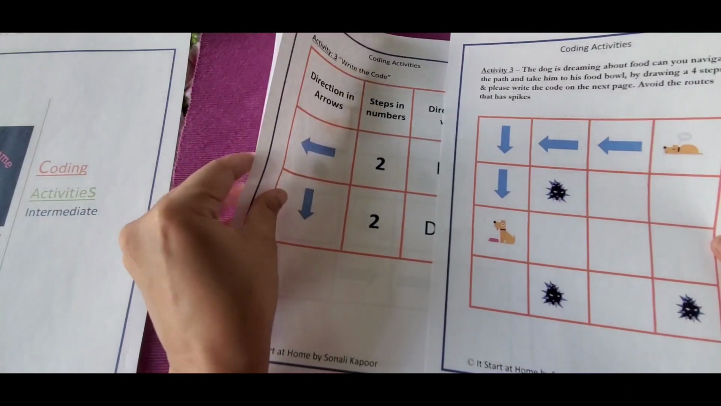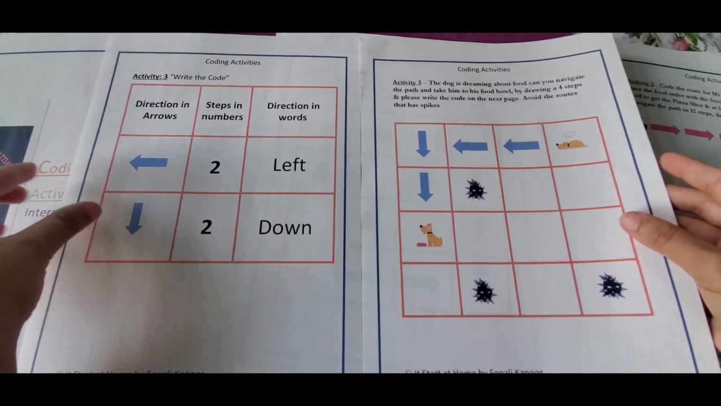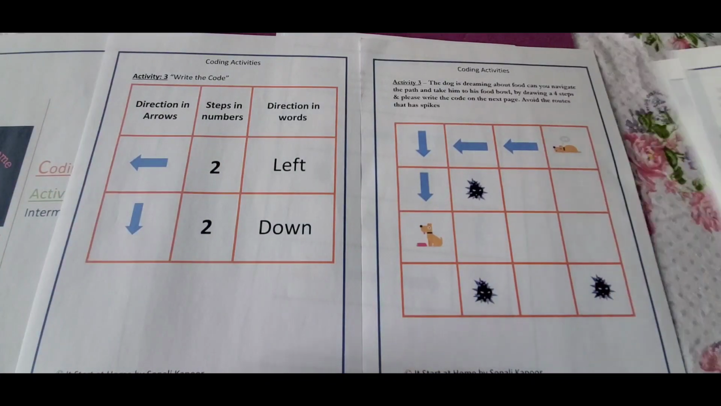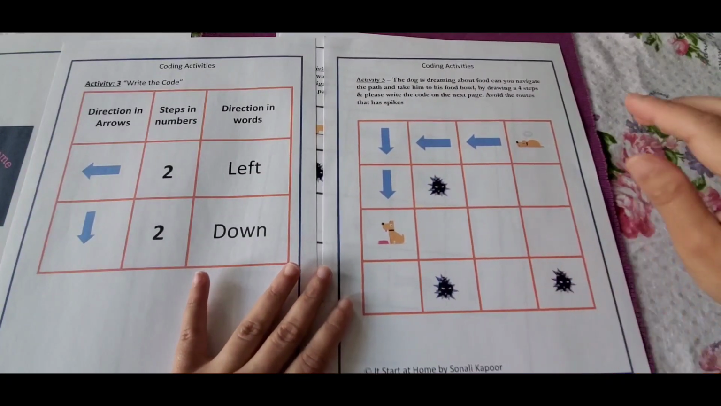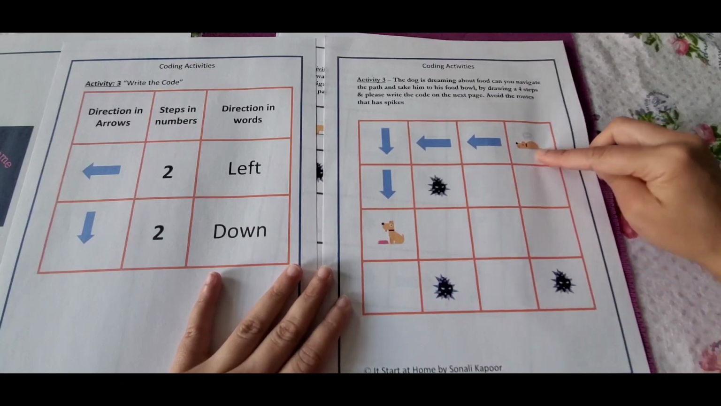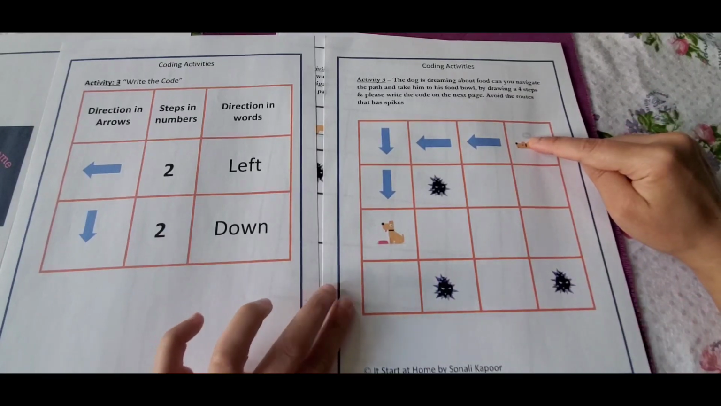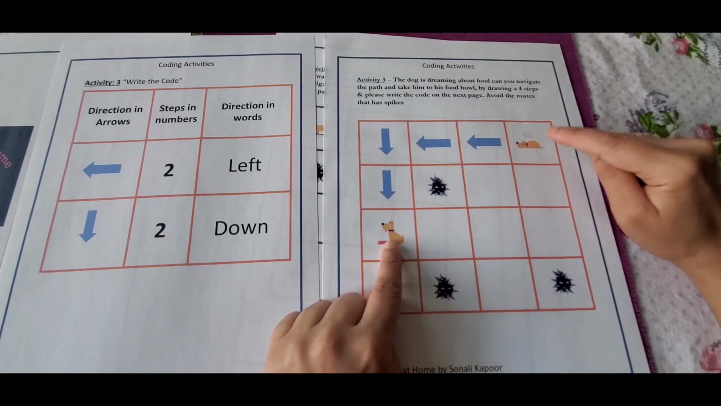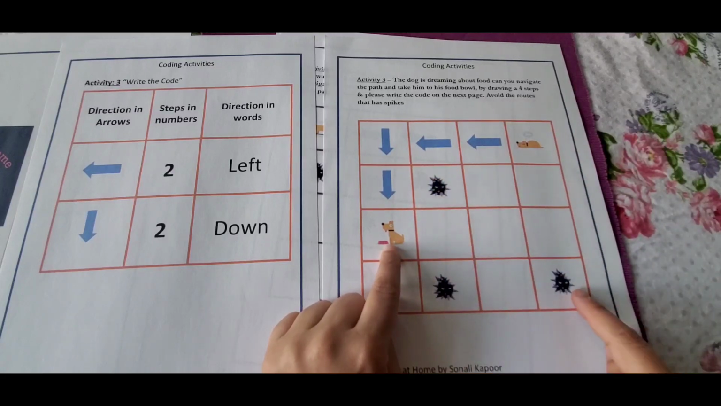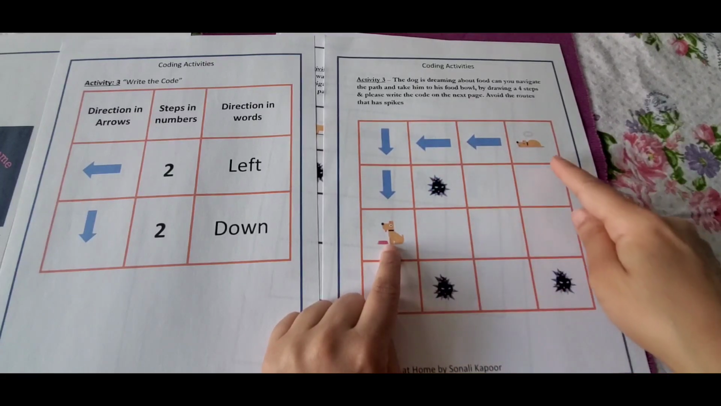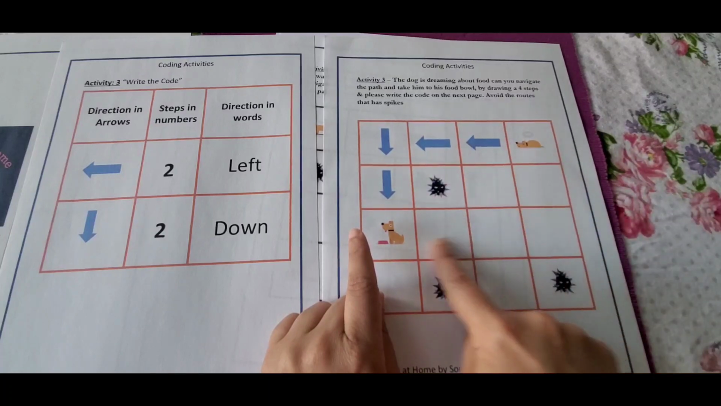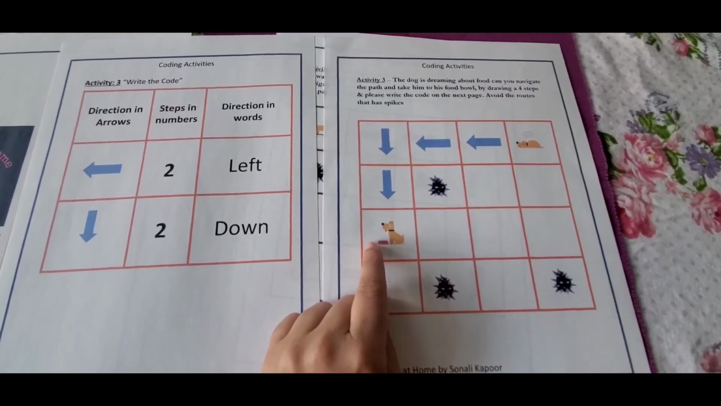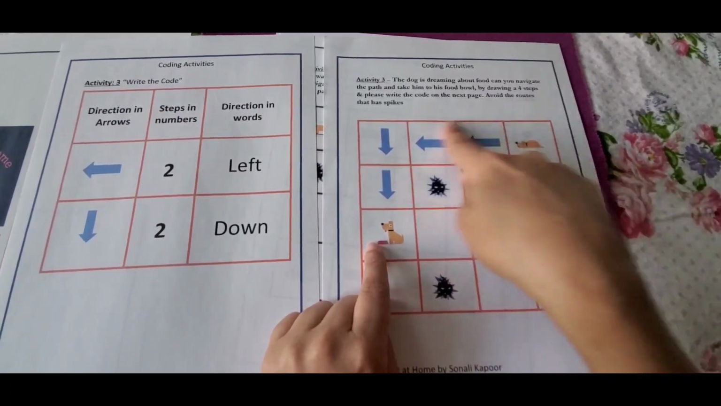So I'm going to be keeping the writing-the-code page next to this one so that you understand what I'm saying. Okay, so that's the dog we're talking about. He's dreaming of the bone, okay? And that's his food. He needs to reach here, but there are 3 spikes, so he cannot take this route. You might think he could come from here, or from here, but he cannot. But he can definitely take this route and this route.